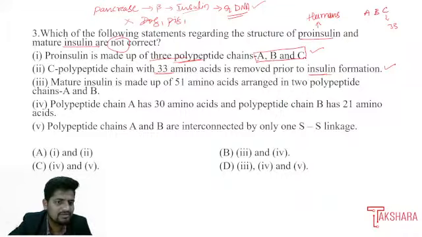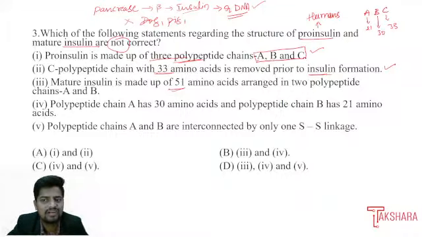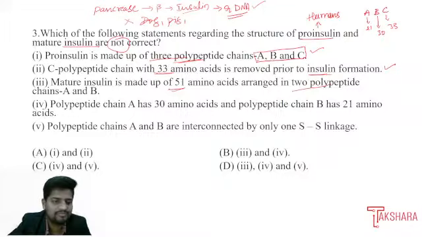If you take the third one, the mature human insulin is made up of a total of 51 amino acids. Out of the 51, knowing which chains contribute is very, very important. The A chain has 21 and the B chain has 30. If we combine the two, we get 51 amino acids. So statement number 3, arranged in two polypeptide chains with disulfide bridges, A and B chain, is also a correct one.